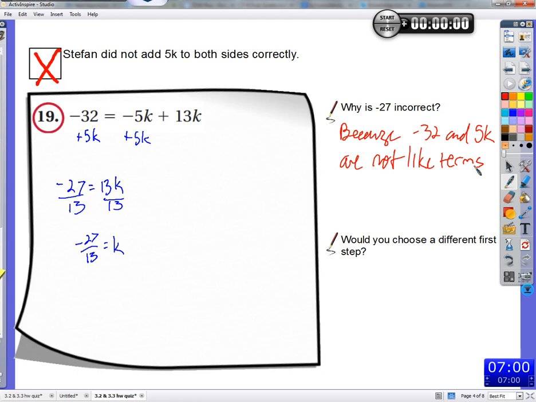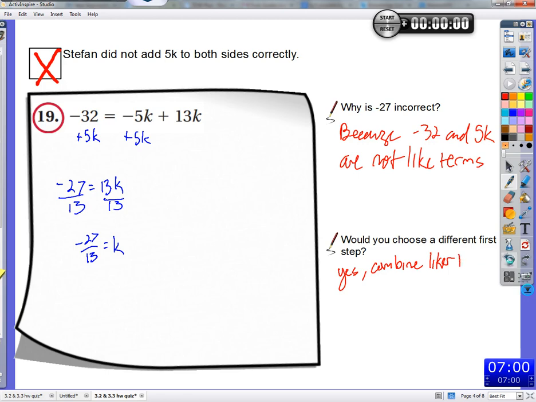Combine like terms. We have two things. They're the same kind of thing, right? They're both k's. So would you choose a different first step? Yeah. Adding 5k, legal. Not the best idea. So combine like terms.